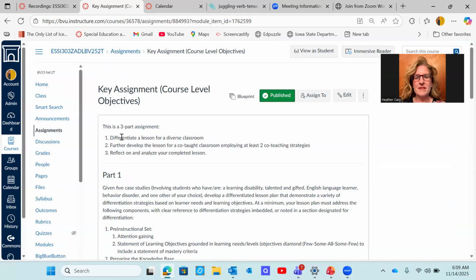Okay, so this is a three-part assignment. Within that, you have to differentiate a lesson for a diverse classroom. You have to develop that lesson for a co-taught classroom where you have to choose at least two co-teaching strategies. And then the third part, reflect on and analyze your completed lesson. Now please know and remember that you're working on this assignment within the entire term.